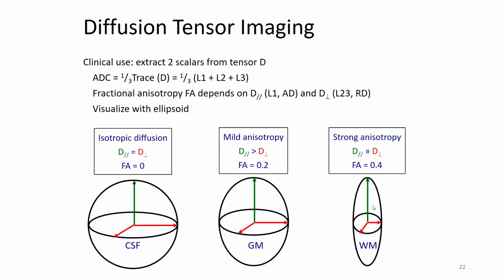Well, you can imagine that this one should be about CSF. There's no preference. The gray matter has some preference. I mean, their cells have some structure, but it's not that much. And white matter has really a clear structure with spaghetti like this.